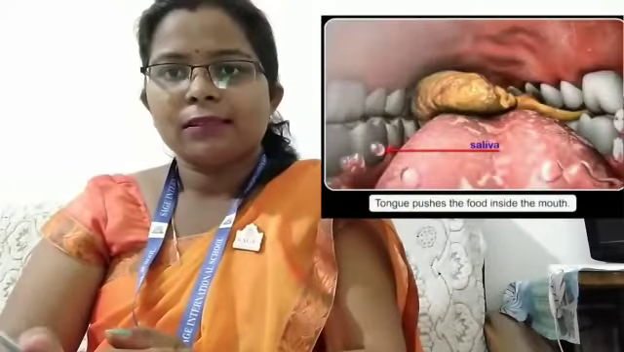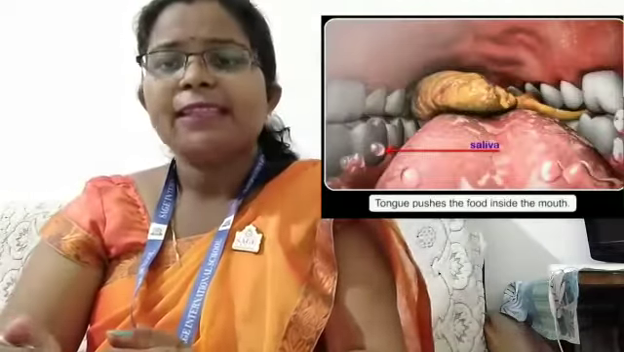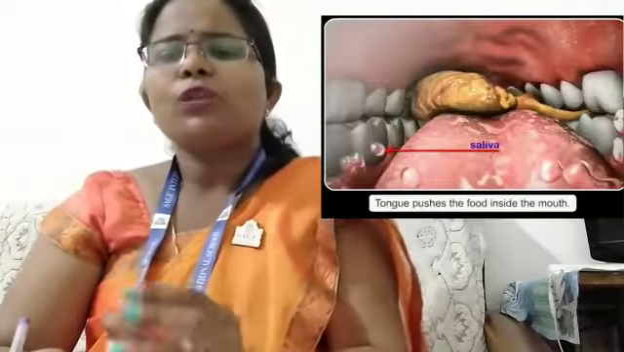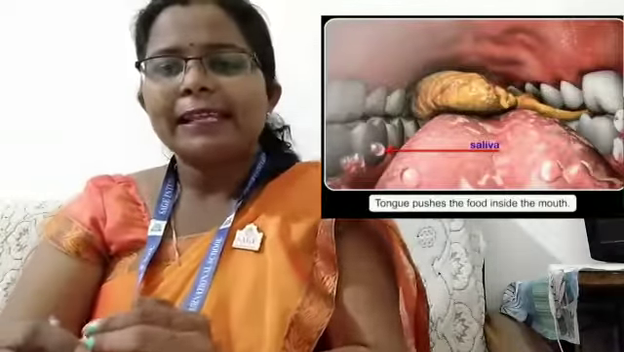So in our mouth, what happens with the help of teeth? With the help of teeth, it will convert it into small form. It will cut down. We are chewing that. We are cutting it down into smaller pieces. And these smaller pieces, what happens?